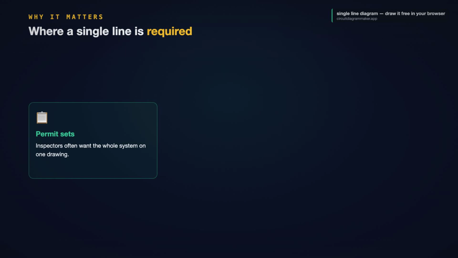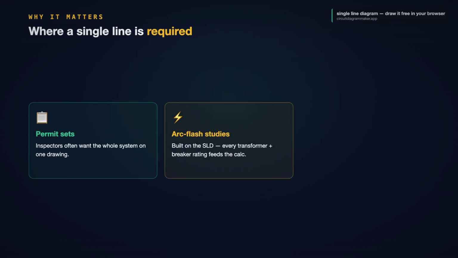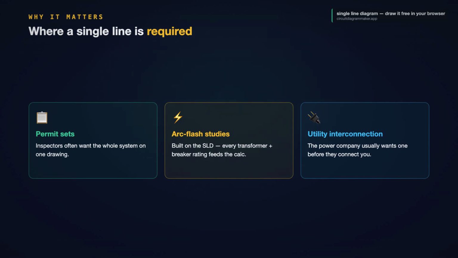One honest word on why this matters beyond neatness. A single line diagram is often the first drawing anyone asks for. Permit sets frequently require one, so the inspector can see the whole system. Arc flash and short circuit studies are built directly on the SLD. The engineer needs every transformer and breaker rating to calculate the hazard. And utilities usually want one before they will connect you to the grid. Requirements vary by place and project, so always check your local rules. But the pattern is universal. If the power system is worth building, someone will want its single line diagram on file.